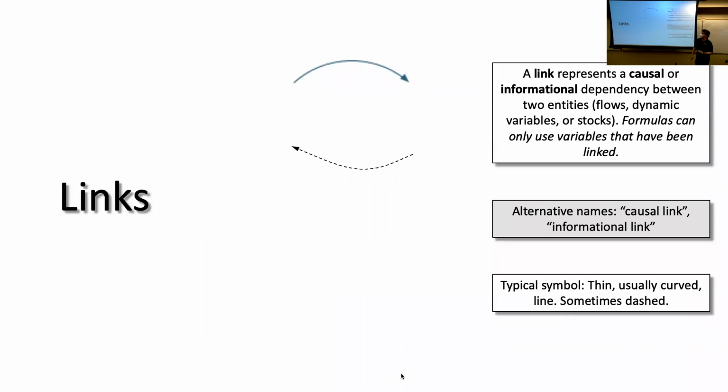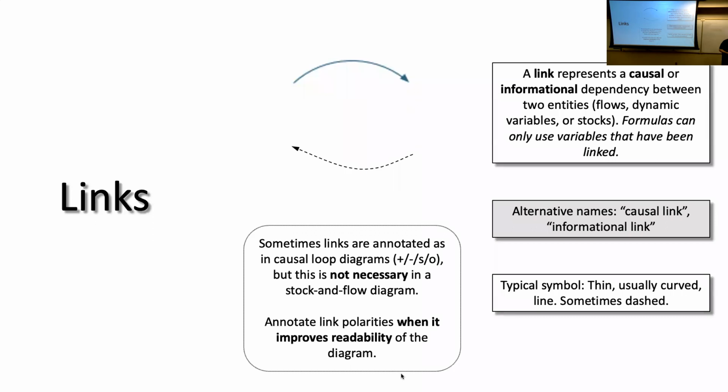And then finally, links. Links just represent that there is an informational or causal connection between different variables. So there's a dependency there. Sometimes we call them causal links or informational links, but I'm not going to worry too much about the semantics of these. They're all links to me. We'll see this in a second. I can't put a formula inside any of the other entities using a variable that is not linked to that variable. These links give access from one variable to another of that information. Sometimes we annotate them as we do in a causal loop diagram.